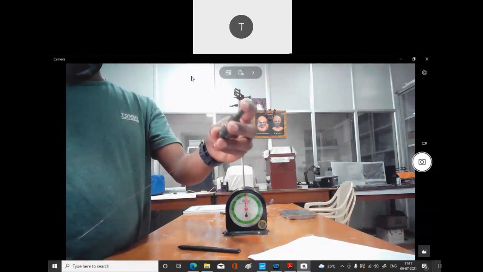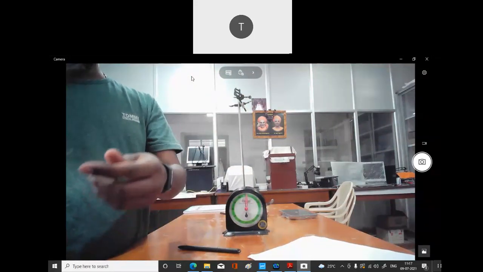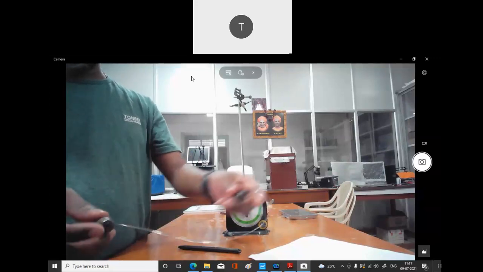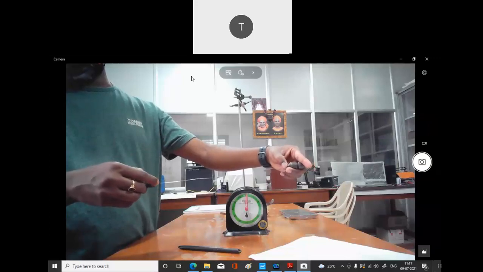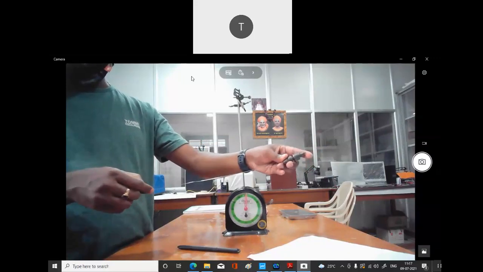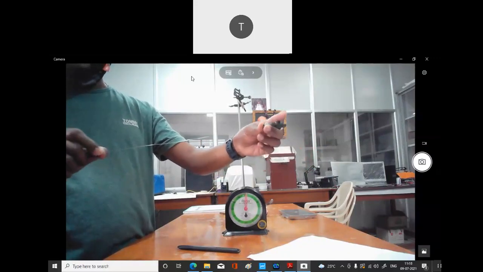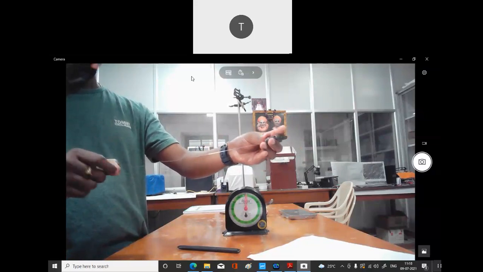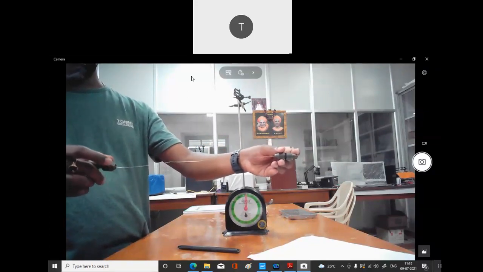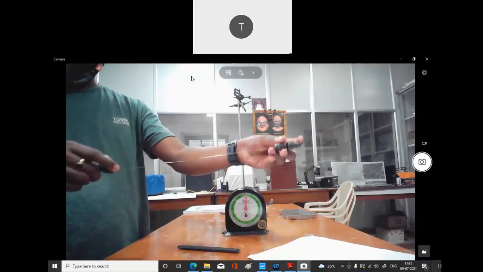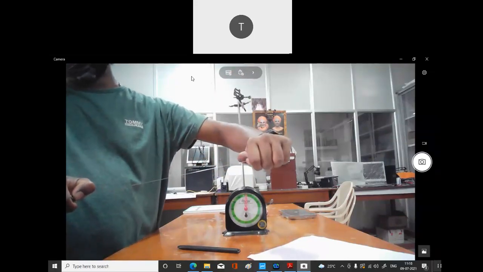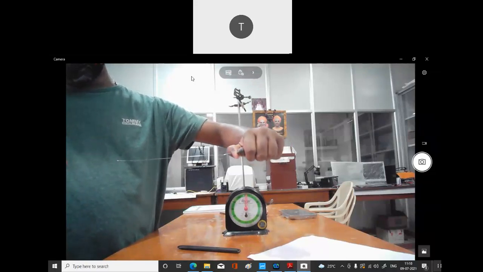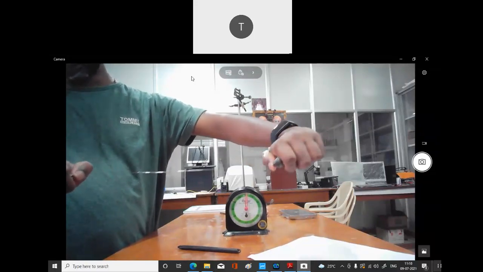Now you have to find the length. Length means you have to find the distance between this end and this end. How do you find the distance between these two ends? You just use a scale. This is close to 25 centimeter or something like that. So the length is almost 25 centimeter. You can use the scale and find the distance between these two points. So that would give the length of your wire.